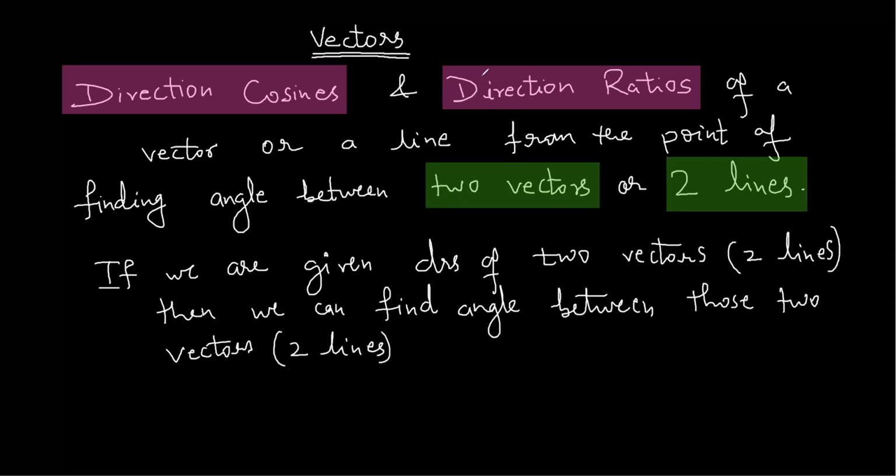The same will be the case if you are given DCs. Here I wrote DRs. If you are given DCs, so the next statement could be: if we are given DCs, direction cosines of two lines or two vectors, then also we can find the angle between those two vectors or lines. So today our discussion will be from this point of view. So let us begin.